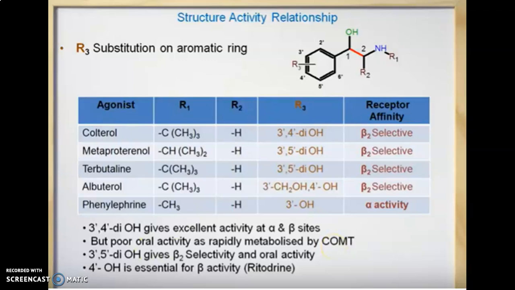If we modify the substitution on the aromatic ring, that is, the position of the hydroxyl group from the 4th to the 5th, that is the 3,5-dihydroxyl group, in the case of example metaproterenol, it will show the beta 2 selectivity. While terbutaline also shows the beta 2 selectivity when the substitution is at the 3 and 5th positions, that is, both the meta positions of the catechol nucleus.